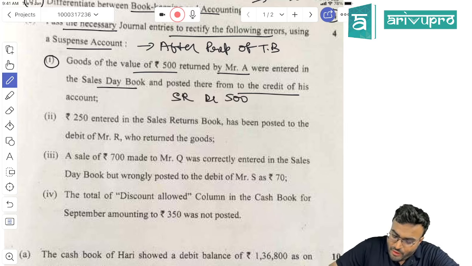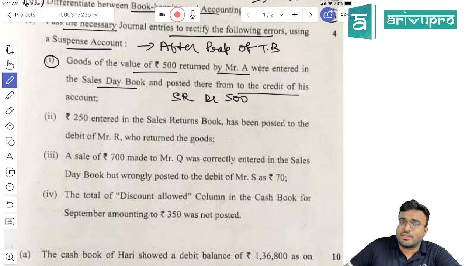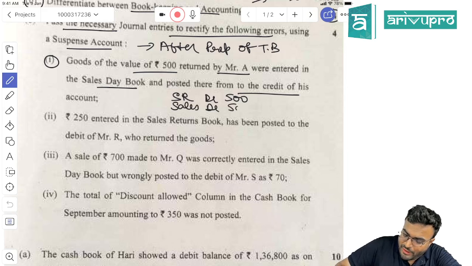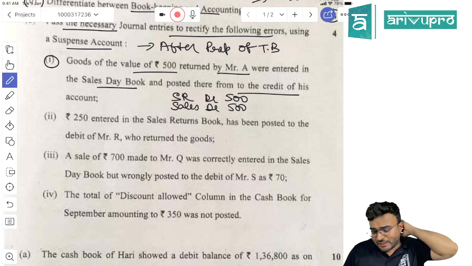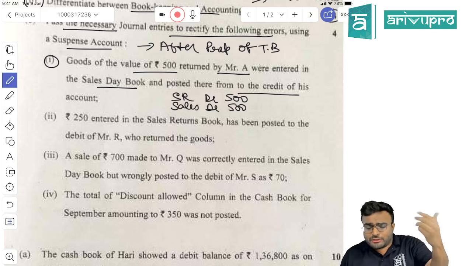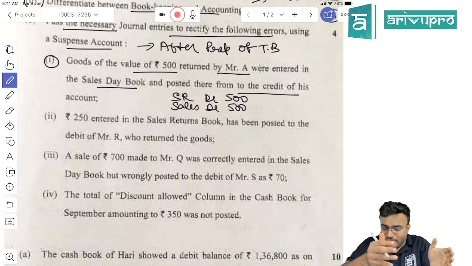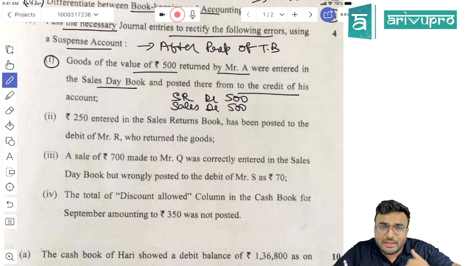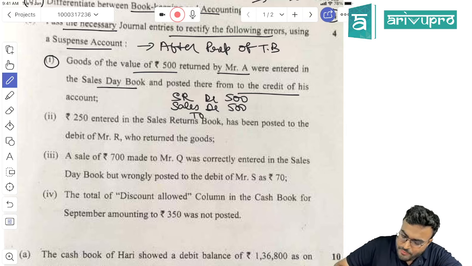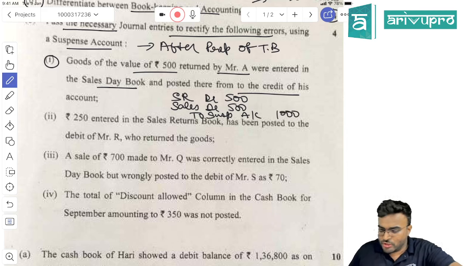And they were entered in the sales book, so sales is wrongly recorded. So sales account also debited 500. And posted therefrom to the credit of his account, you should actually post to the credit only. They have done that correctly. The only thing is they have put it into the sales book instead of the sales return book. So this will be to suspense account 1000. This should be your easy rectification.